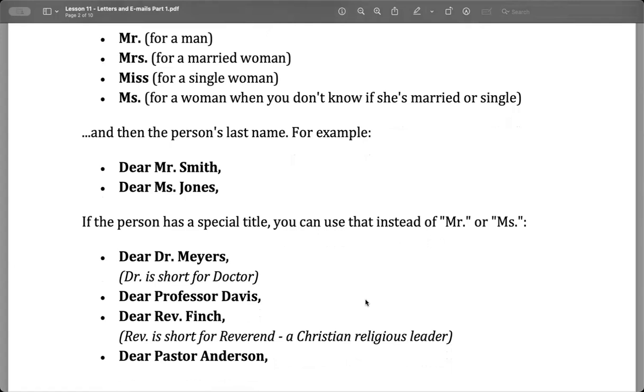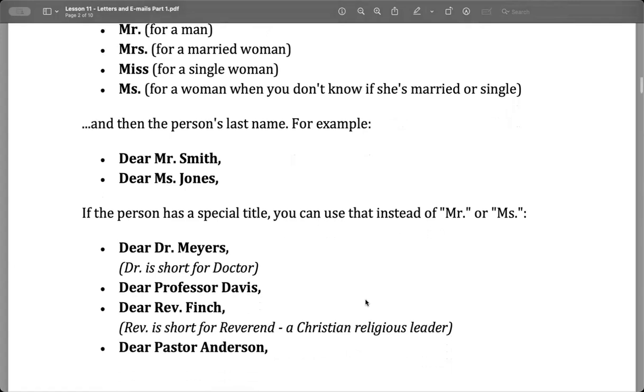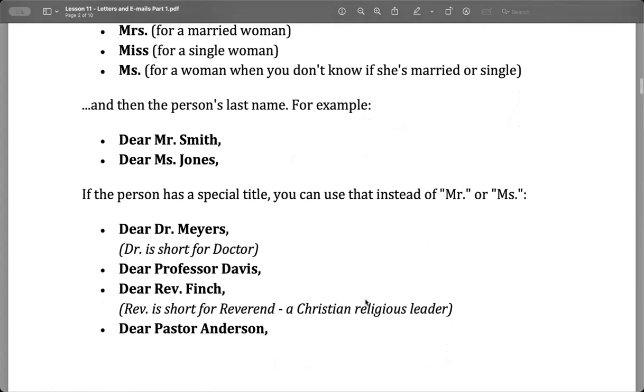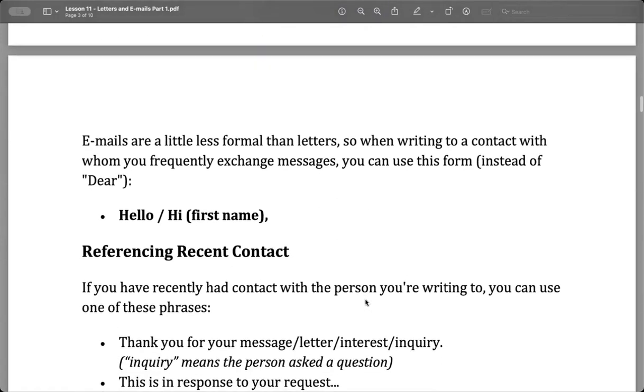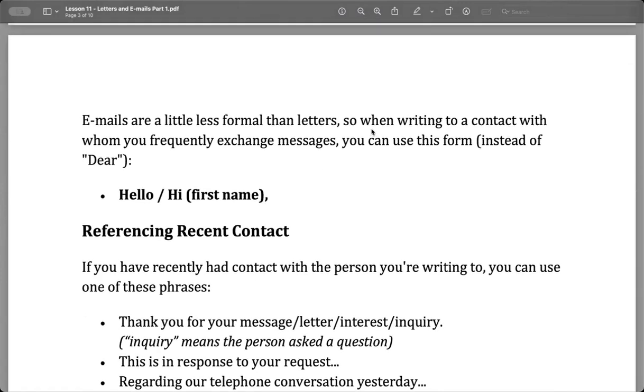Mayers. Dr. is short for doctor. Dear Professor Davis, Dear Rev. Rev. is short for Reverend, a Christian religious leader. Dear Pastor Anderson. Good. Emails are a little less formal than letters. So when writing to a contact with whom you frequently exchange messages, you can use this form instead of Hello or Hi and the first name.